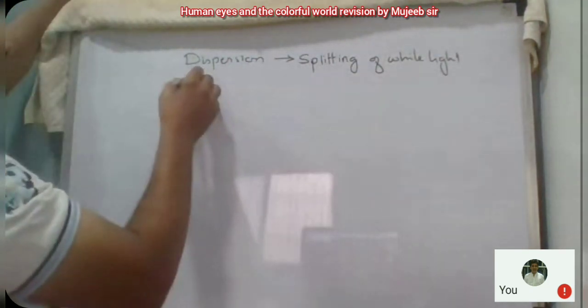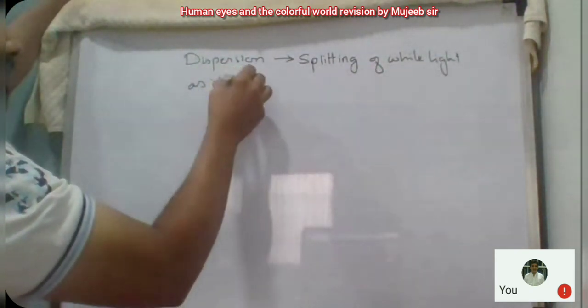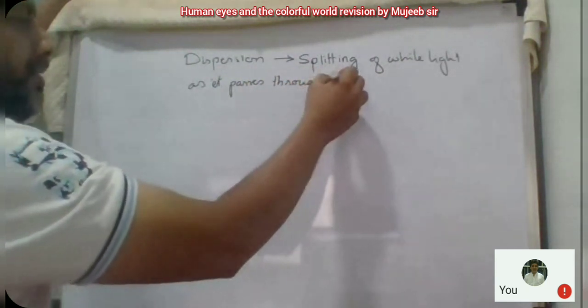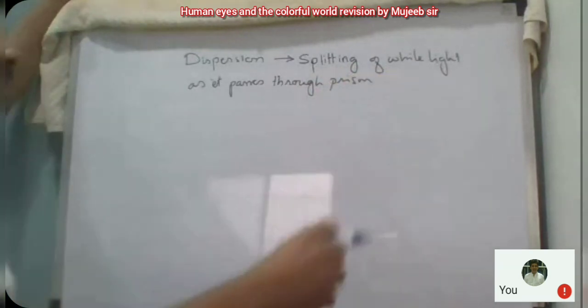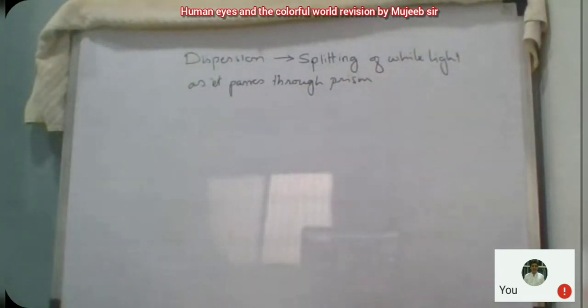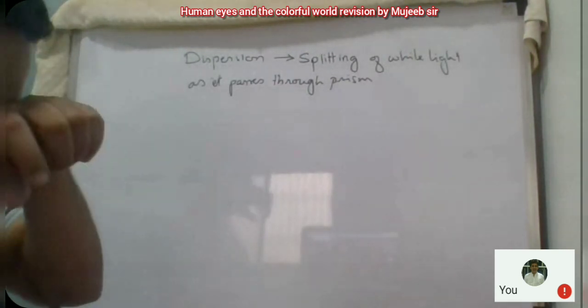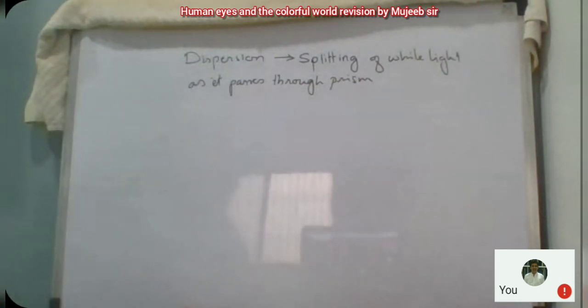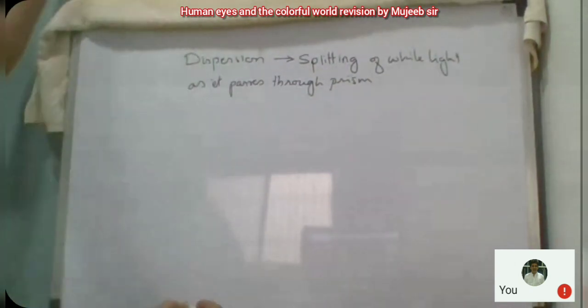Okay, then as it passes through the prism, this splitting of the white light is called dispersion. Remember, there is one more word in this chapter: scattering. Scattering means change in direction after the collision. Here, splitting means the separation of the colors when it passes through the prism.